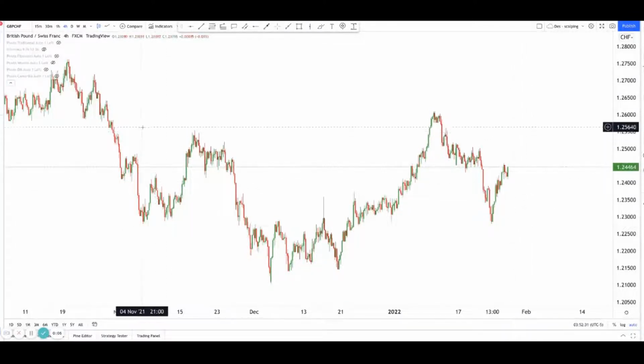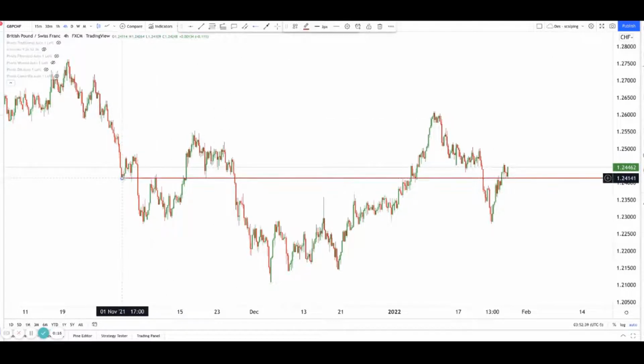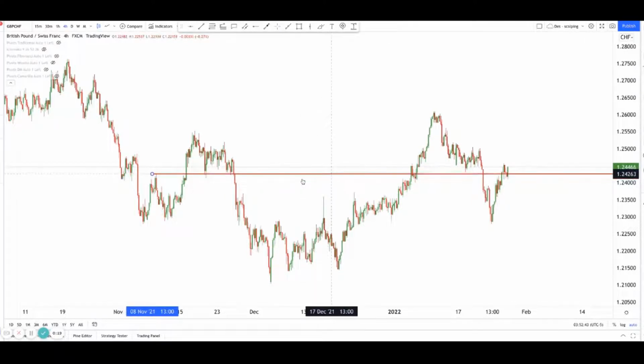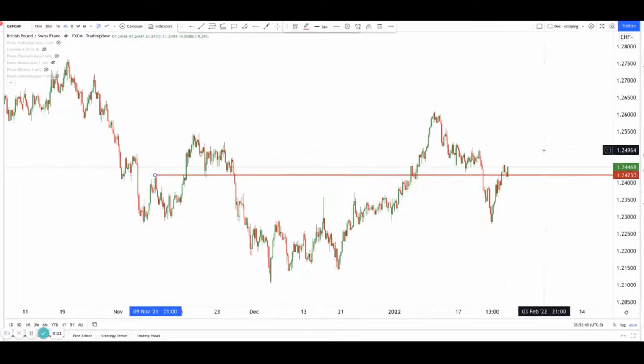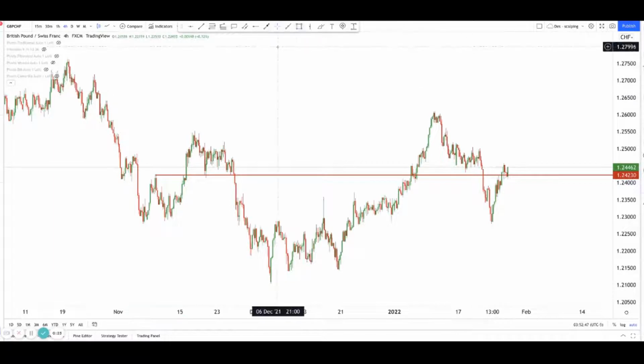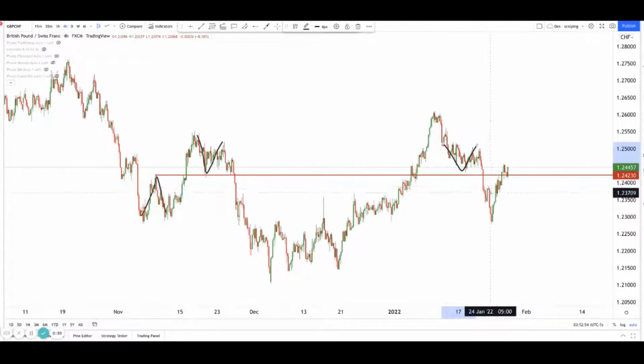Today we're looking at GBP CHF for our chart to be exact. What I'm seeing is that there's a very nice overlap level here, more specifically somewhere about over here. Why is it such a strong level? It's because price has reacted off it in the past, bounced off it and reacted off it, and finally broke out.